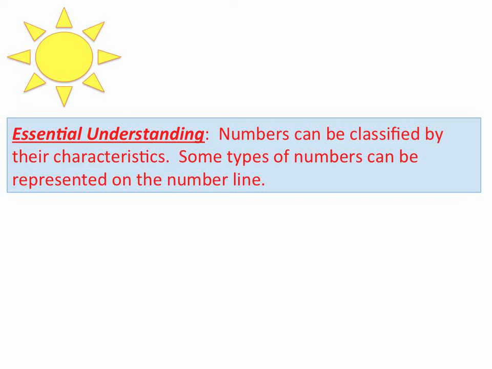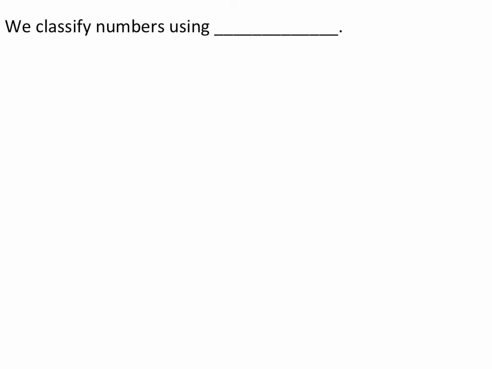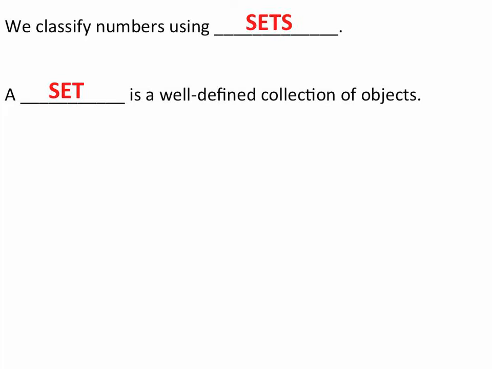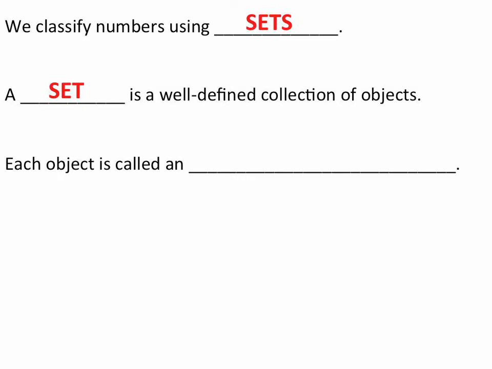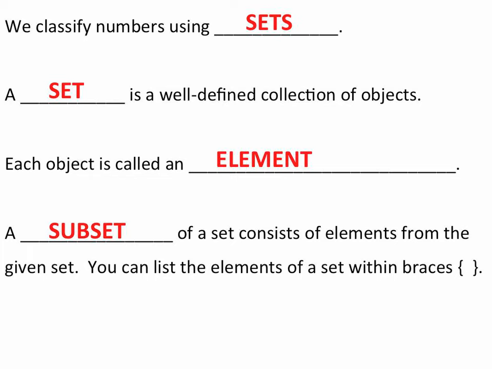All right. Our second little part to this lesson is classifying numbers. Numbers can be classified by their characteristics. Some types of numbers can be represented on the number line. So let's take a look. We classify numbers using sets. A set is a well-defined collection of objects. Each object in that set is called an element of the set. A subset of a set consists of elements from the given set. You can list the elements of a set within braces. Just a little vocab here to get us going so we're all speaking the same language.